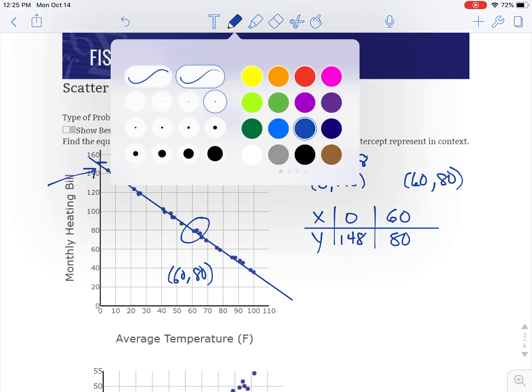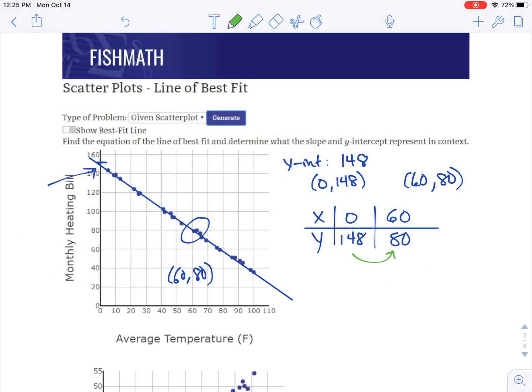And then to find my slope, I'm just going to find the y change and the x change. The y change from 148 down to 80 is going to be 68, but it's going down 68, so we're decreasing here. And then our x change is going from 0 to 60, so that would be plus 60. And our slope is always the y change over the x change. So negative 68 over 60. That's how we calculate our slope. It's always taking the y change and dividing it by the x change.